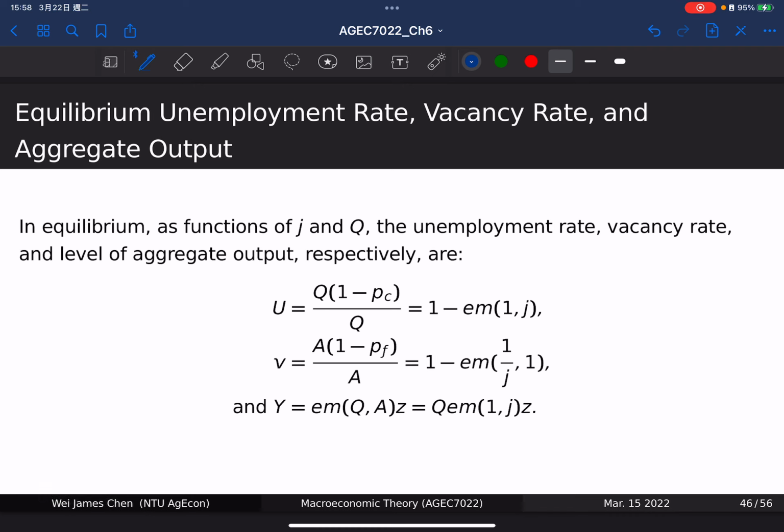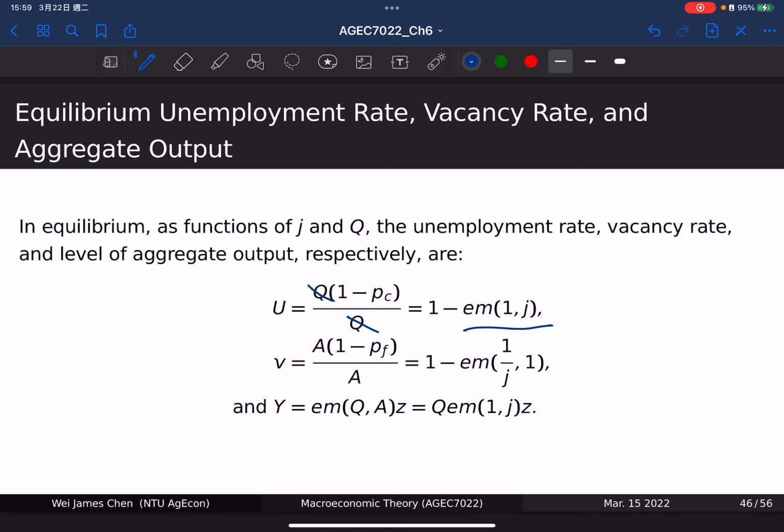Now, here in this simple model, how are the unemployment rate, vacancy rate, and aggregate output determined? In equilibrium, the unemployment rate U must be the number of people who try to find a job, the labor force, times 1 minus PC. PC is the probability that someone can find a job. 1 minus PC is the probability that you cannot find a job. Divided by Q, that's the definition of U. But the Q goes out. And PC is this EM1J. So U is defined as 1 minus EM1J.